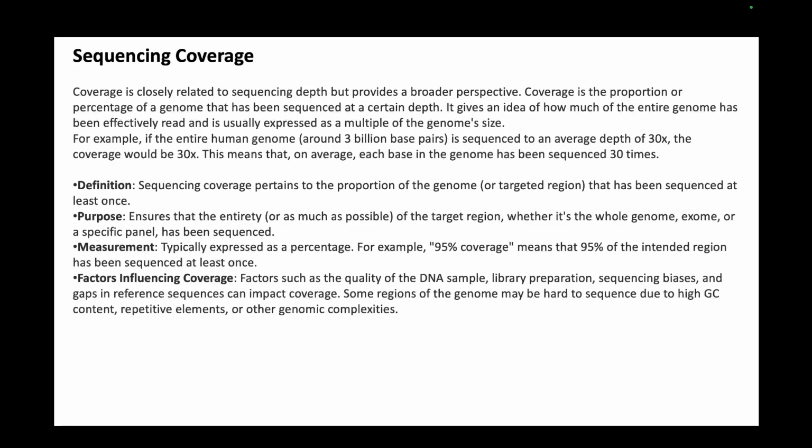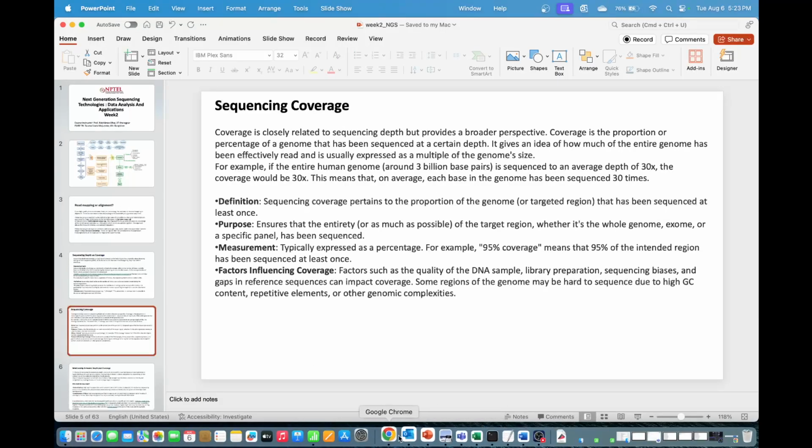So what is the purpose of this metric, sequencing coverage? It ensures that the entirety, or as much as possible, of the target region, whether it is the whole genome, the exome, or a specific panel, has been sequenced. So it tells you whether the whole genome has been sequenced or only a part of the genome. Basically, whatever your target is, what percentage of it has been sequenced.